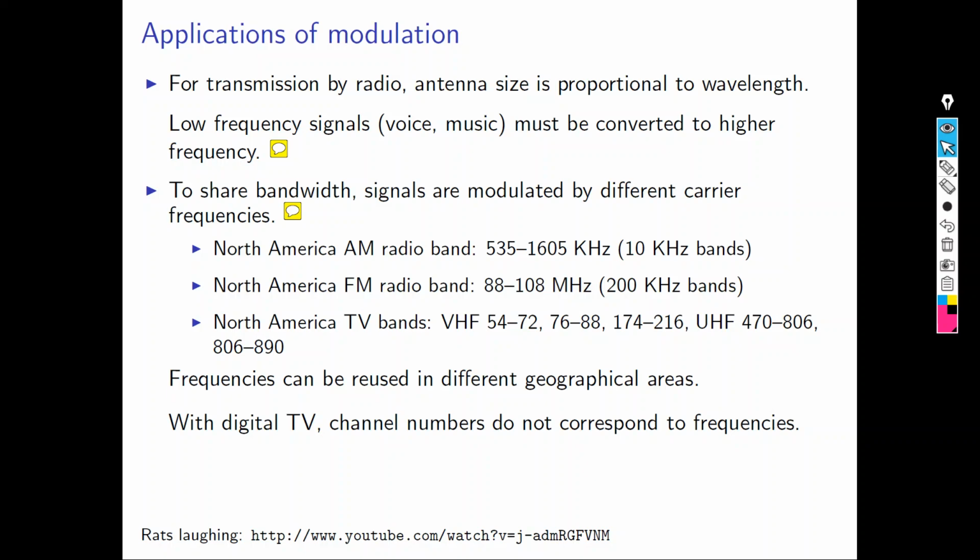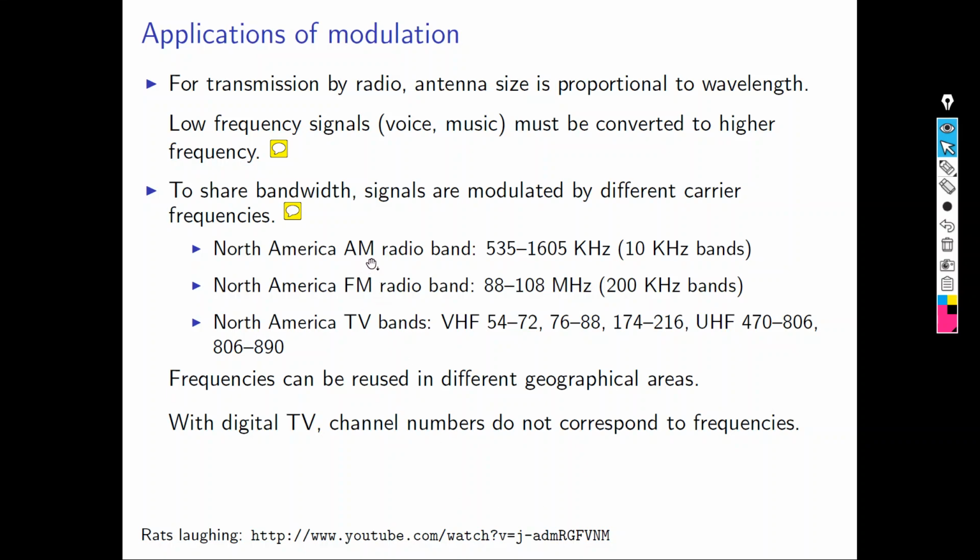For transmission by radio, antenna size is proportional to the wavelength. Low frequency signals, voice or music, must be converted to higher frequencies so that you can transmit them using practical antenna size. Also, to share bandwidth, signals must be modulated by different carrier frequencies, because the frequency you will listen to or you will use to talk over must be different than the frequency of the other guy, so that you don't interfere with each other and nobody listens to the message of the other person. Each one listens only to his message.